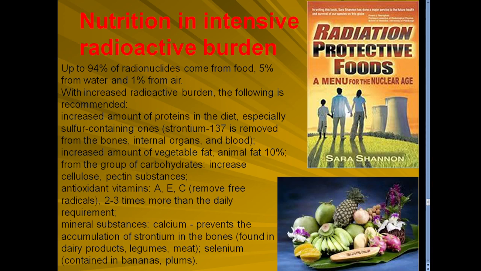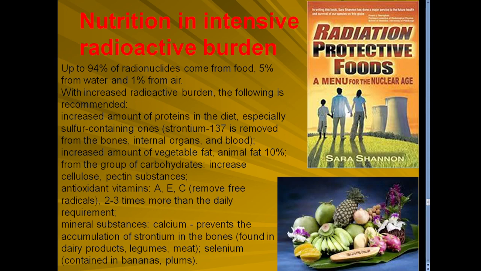With increased radioactive burden, the following is recommended. Increased amount of proteins in the diet, especially sulfur-containing ones. Sulfur-containing proteins are usually in food of animal origin. Strontium-137 is removed from the bones, internal organs, and blood. Increased amount of vegetable fat, and animal fat must be only 10%. From the carbohydrates, increased cellulose and pectin substances.